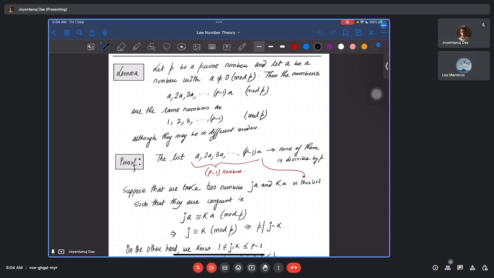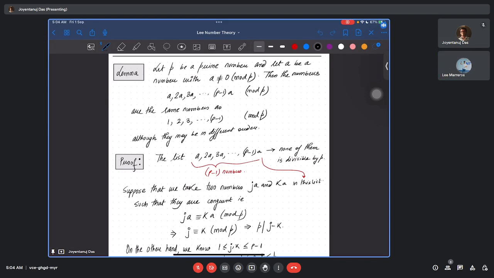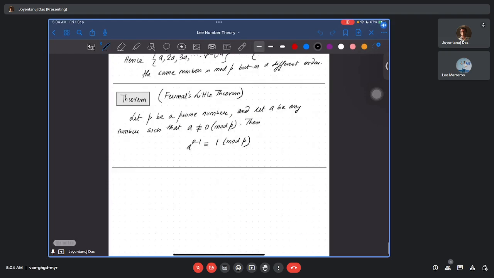Let's see, I remember that 1a, 2a, 3a, and so on, we said those are the same numbers as below, except that they are in a different order. So as a list, they are the same numbers, though the ordering may be different. This lemma will be used to prove Fermat's little theorem. That statement we ended with last time.